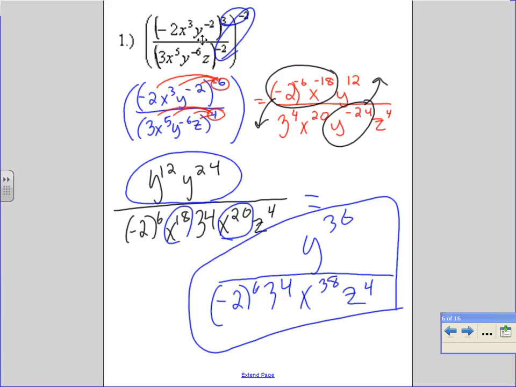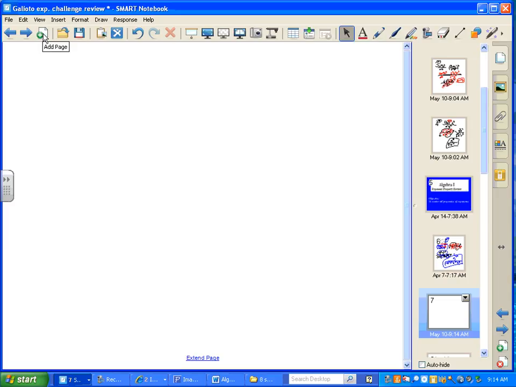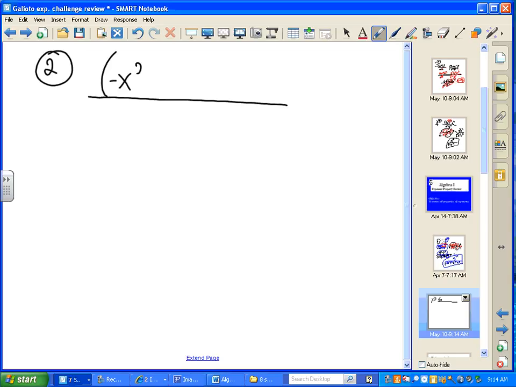I want you guys to try. Hold on. I don't want to give you anything too hard. Okay, this one. Put a number 2 on your paper, please. Okay, and here's the one I want you guys to try. Little parentheses, x, -x squared, 6y to the -3rd, all to the -4th.